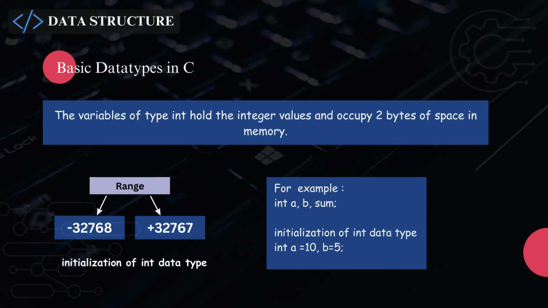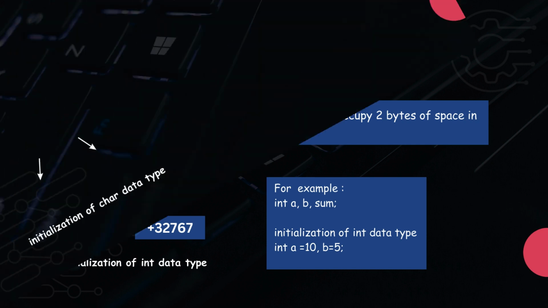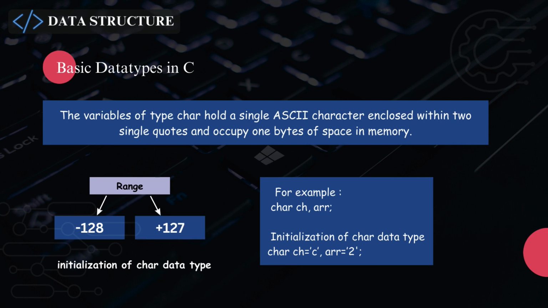So in the basic data types in C, the variable of type int holds the integer value and occupies 2 bytes of space in memory. For example, int a, b, sum; initialization of data type int: a is equal to 10 and b is equal to 5. The variable of type char holds a single ASCII character enclosed within single quotes and occupies 1 byte of space in memory. For example, char ch, array; initialization of char data type: ch is equal to 'c'.